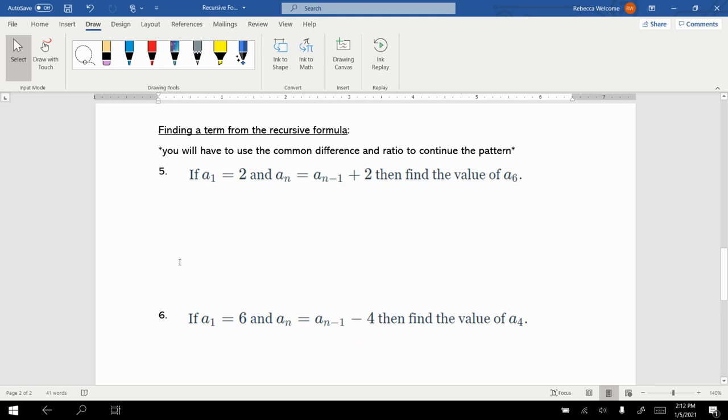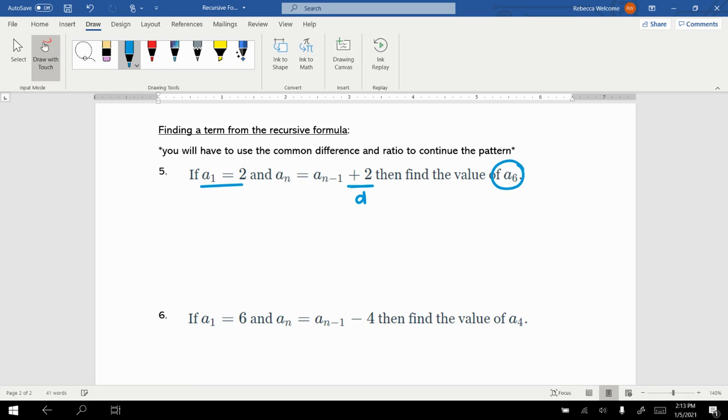So finding a term. Again, you will have to use the common difference or the common ratio to continue the pattern to find the term they're looking for. In this case, a sub 1 is 2, so that's good. My first term is 2. And my common difference here is also positive 2. So that means I'm going to add 2 every single time.